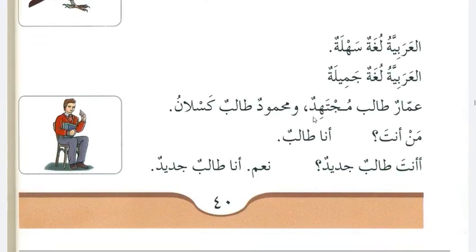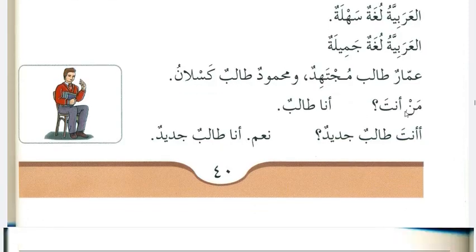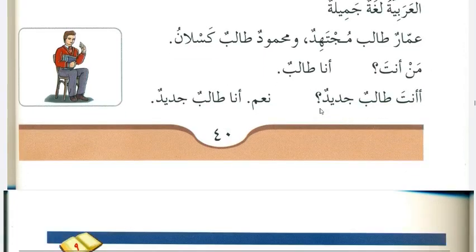Ammarun talibun mustahidun wa mahmudun talibun kaslan. Ammar is a hard working student and Mahmud is a lazy student. Man anta, who are you? Ana talib, I am a student. A anta talibun jadid, are you a new student? Naam ana talibun jadid, yes, I am a new student.